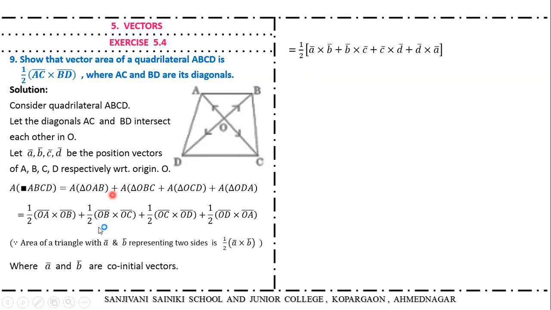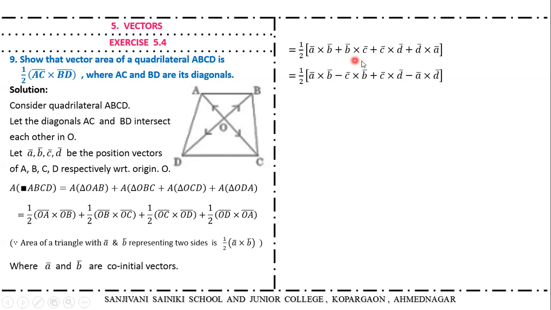So OA bar means A bar, OB bar means B bar, so A bar cross B bar. Similarly, OB bar is B bar, OC bar is C bar, OD bar is D bar. Put A bar cross B bar plus B bar cross C bar plus C bar cross D bar plus D bar cross A bar.